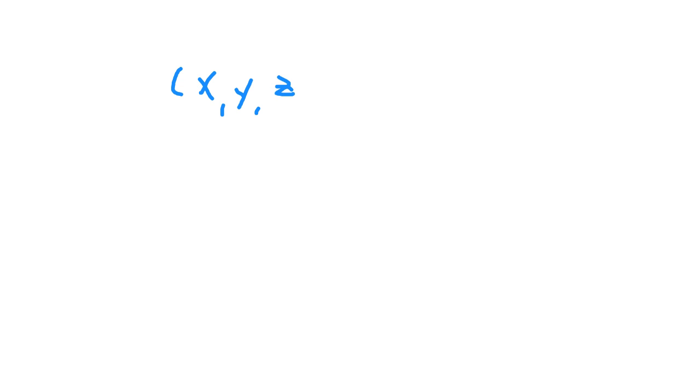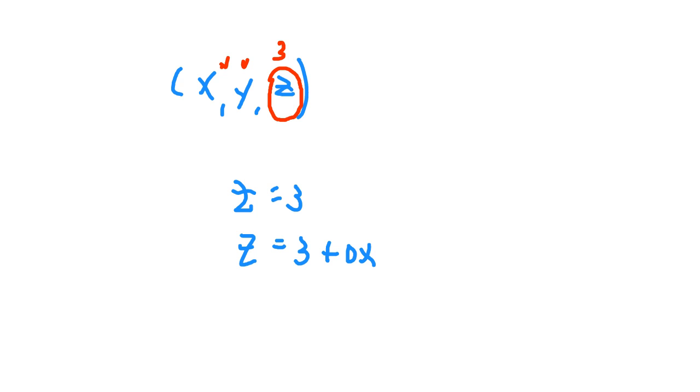Any surface in space, I mean, the surface consists of points, right? So if Z equals 3, then that means that the Z coordinate here has to be 3. But X and Y can be anything, because if Z equals 3, you can think of it like Z equals 3 plus 0 times X plus 0 times Y.